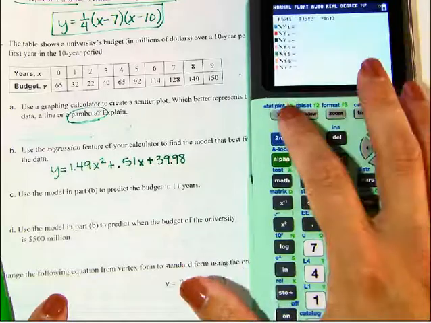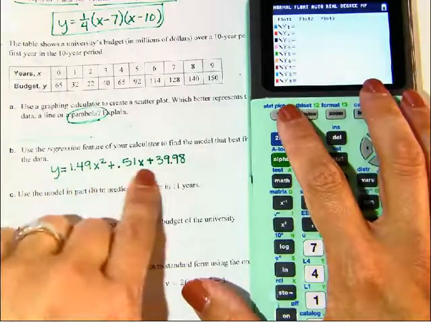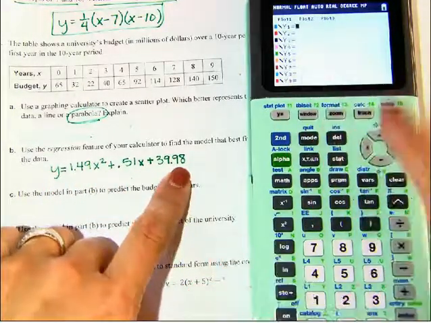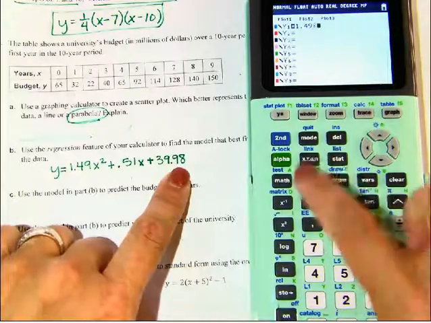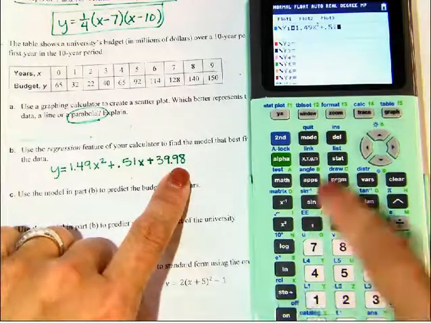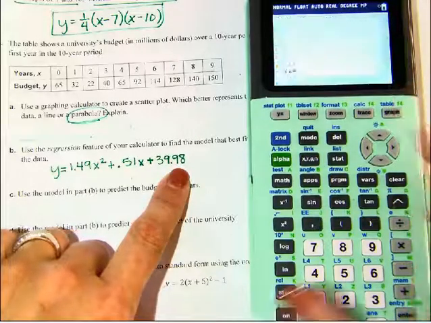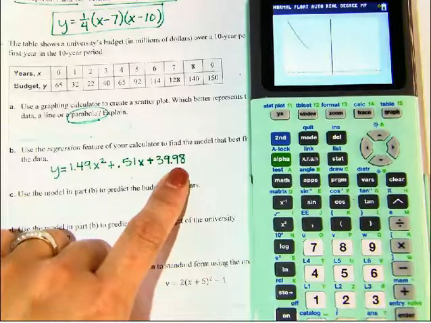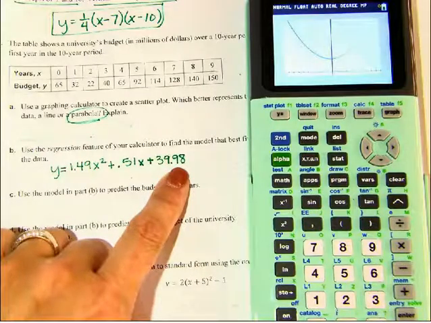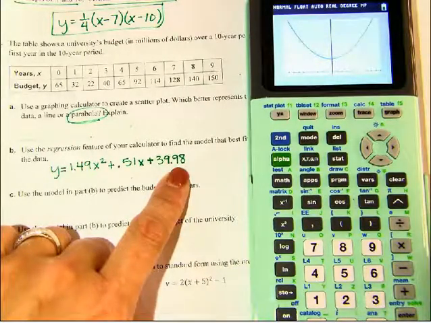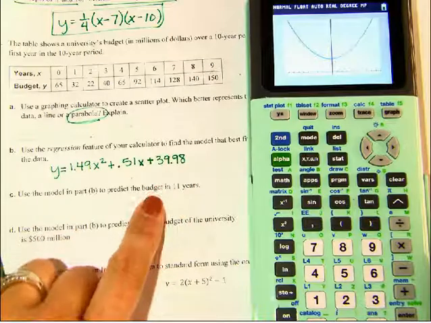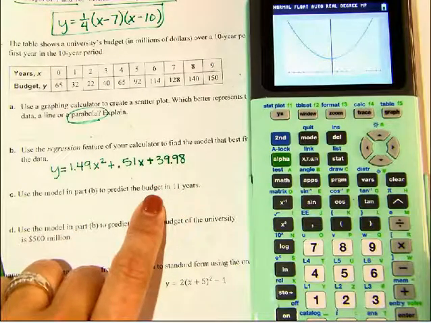And then I want to enter in this equation. So y equals 1.49 x squared plus 0.51 x plus 39.98. And then if I go to graph, I no longer see those stat plots because I turned it off, but there is my parabola. Okay. Now we want to predict the budget in 11 years.